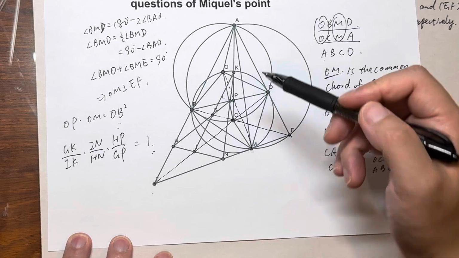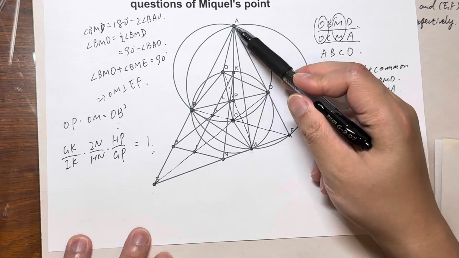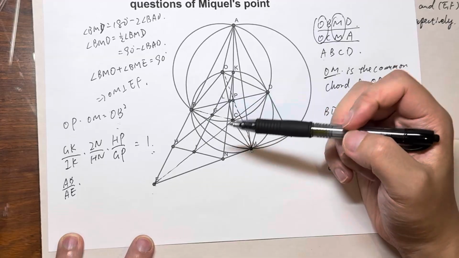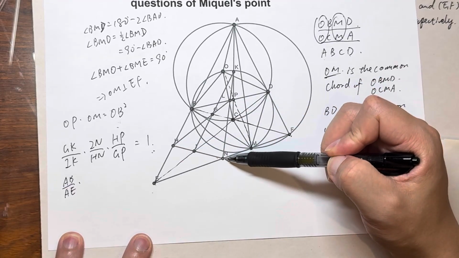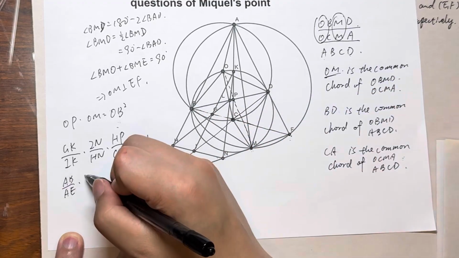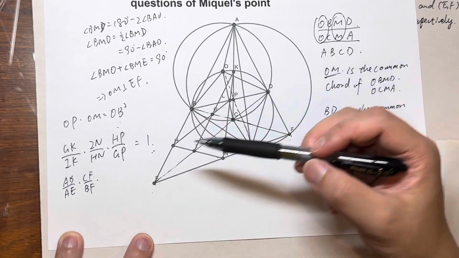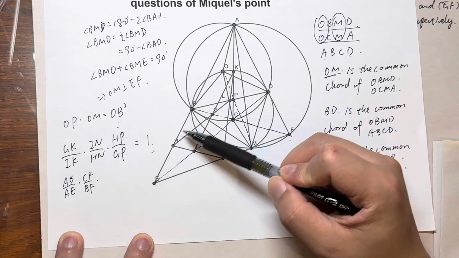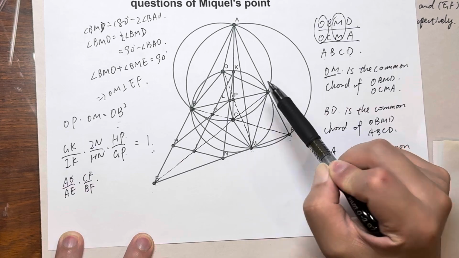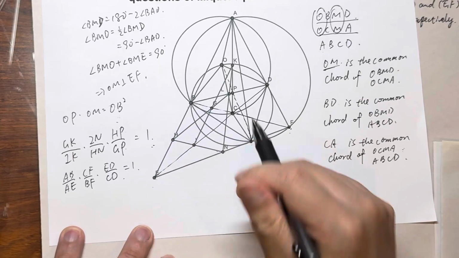So what is GK to IK? GK to IK equals AB to AE. And IN to HN equals CF to BF. And HP to GP equals ED to CD. We want to prove that this product equals 1.